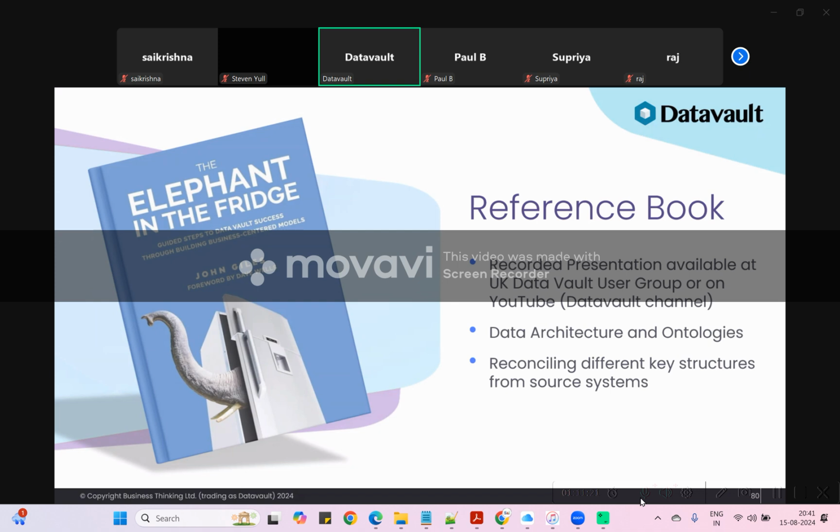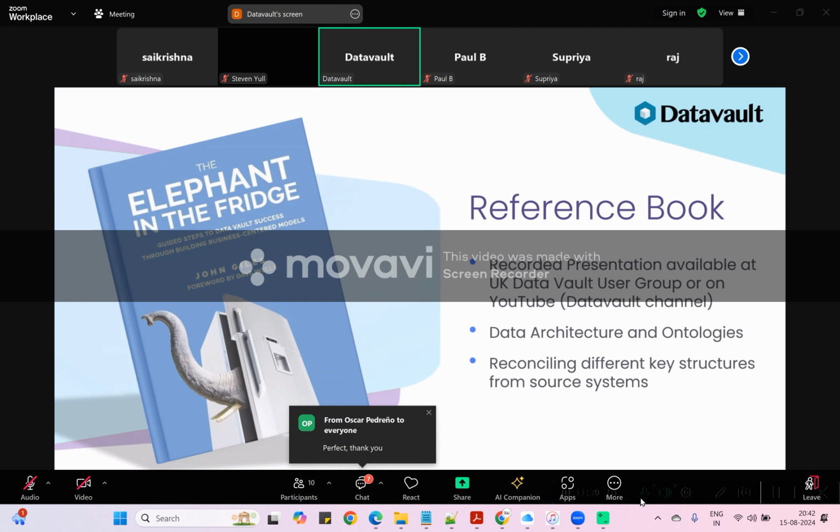Question from Oscar: a hub and a link creates another link? No, links only join hubs. Links cannot connect to other links. If you do connect links to links, you destroy the scalability of the model and you start to introduce dependencies on the load. That means as the system grows, it just slows down and doesn't work anymore.